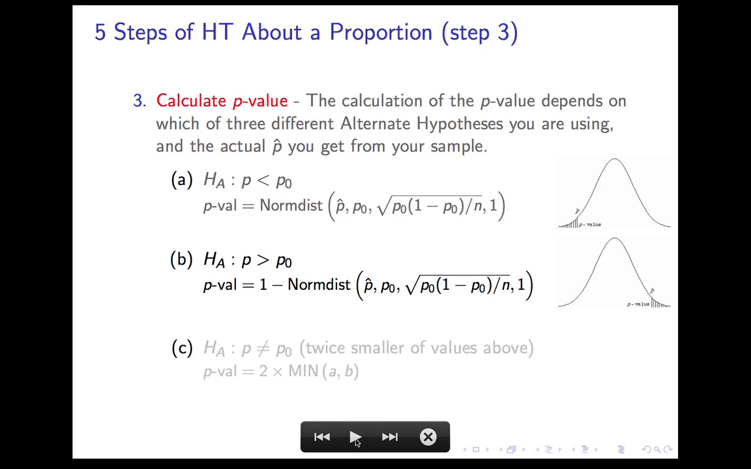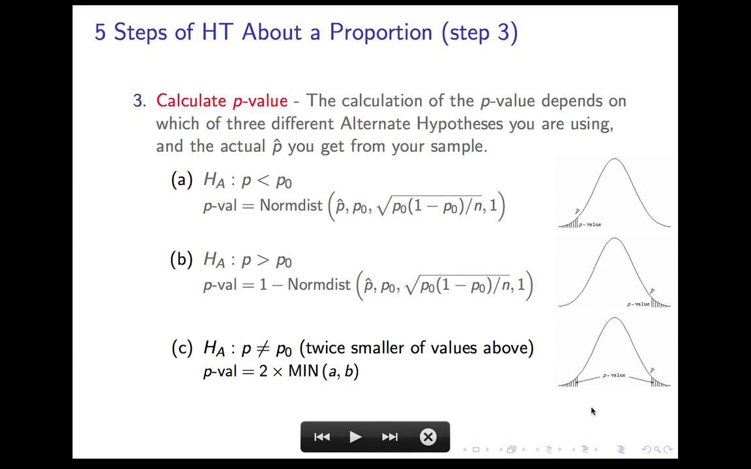And finally, here's the subtlest case. In the two-tailed alternative, if p is different from p0, you take twice whichever of the quantities in A or B is smaller. So you can explicitly say it's 2 times min, which is the Excel function that finds the minimum of a list of values, 2 times the minimum of those two things you calculated in A and B.